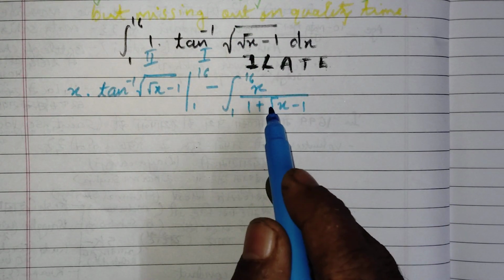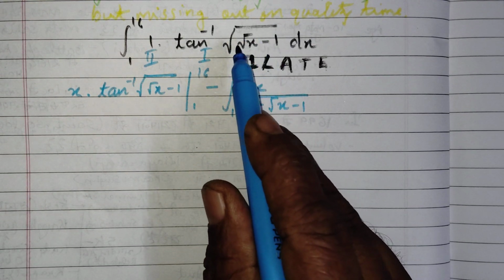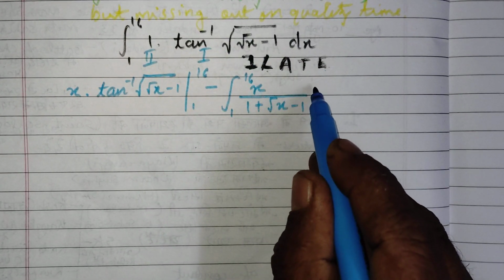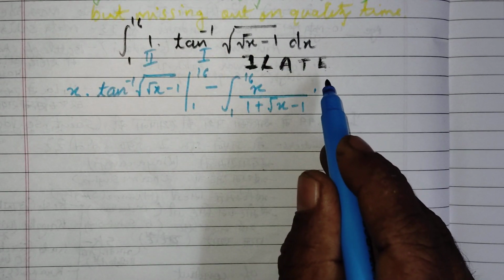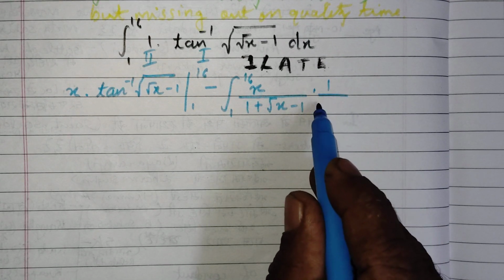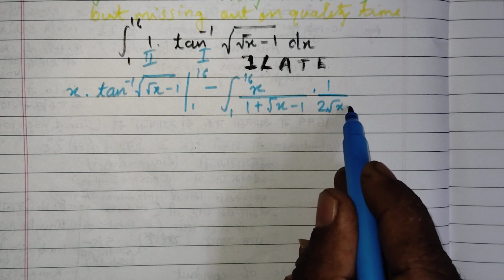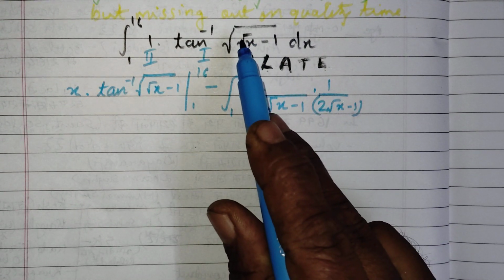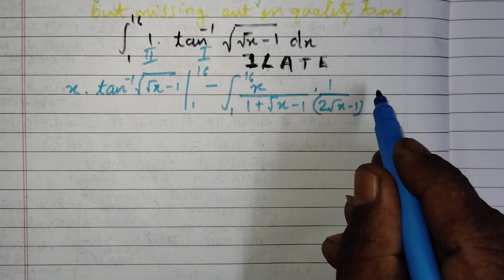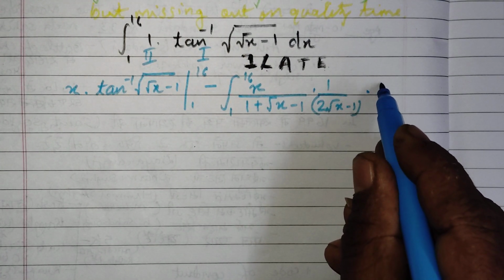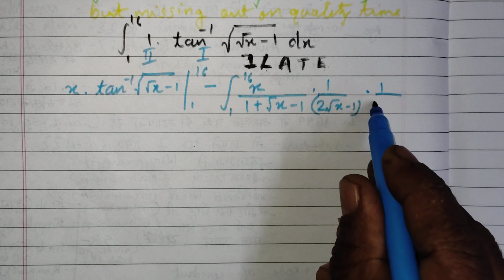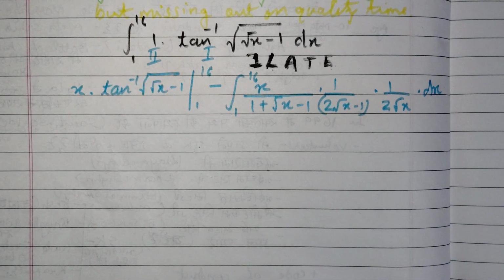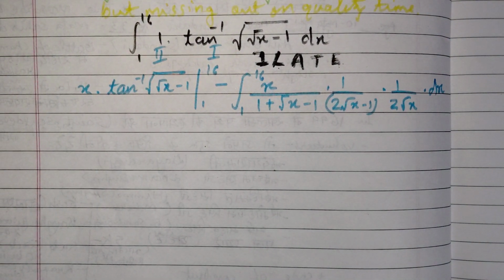This is the tan inverse x differentiation, but there is no plain x here, there is square root of x minus 1 inside. So we further differentiate: the differentiation of square root of x minus 1 is 1 upon 2 square root of x, and dx is written as it is. So this is the by parts method of integration.